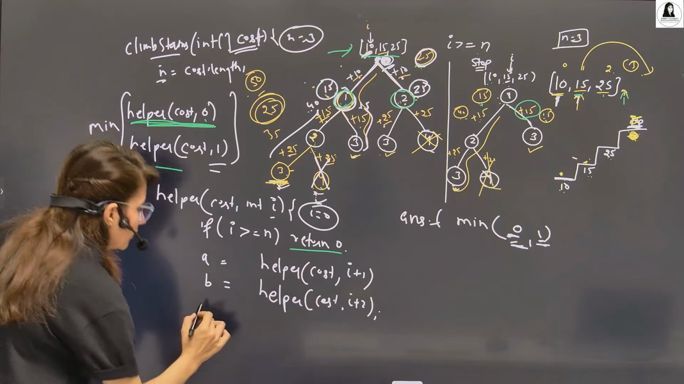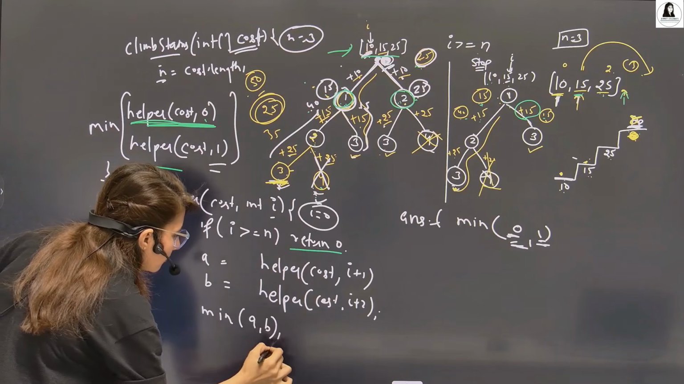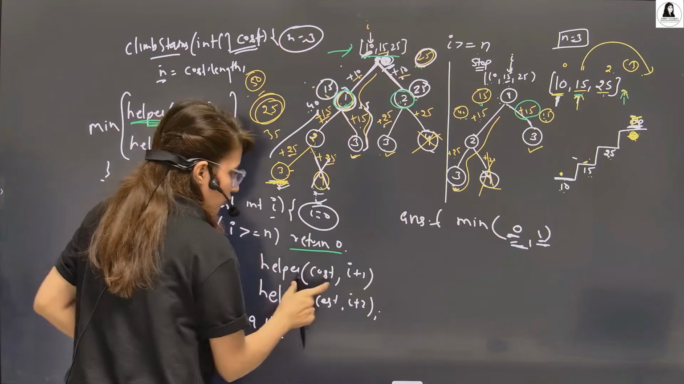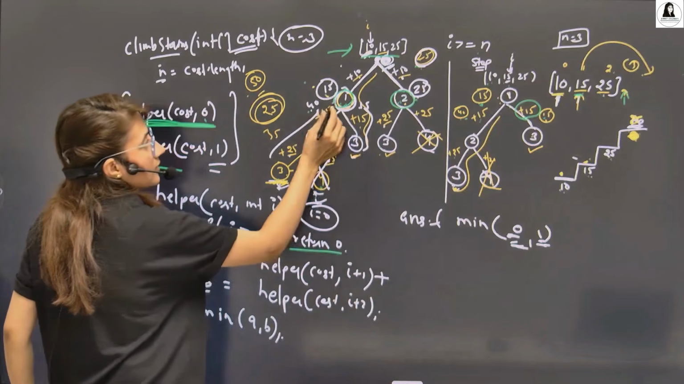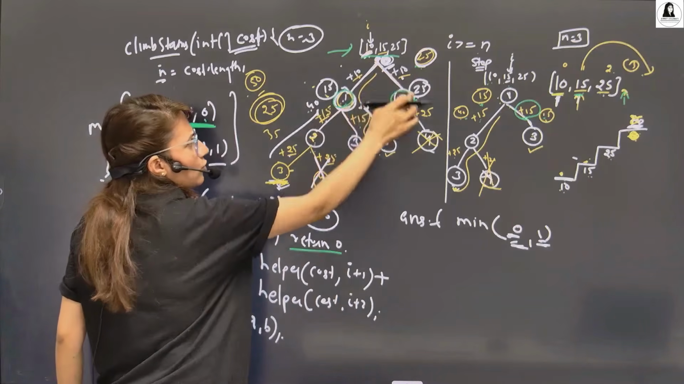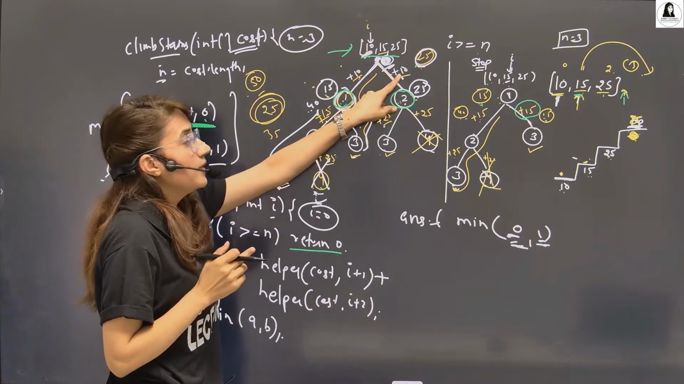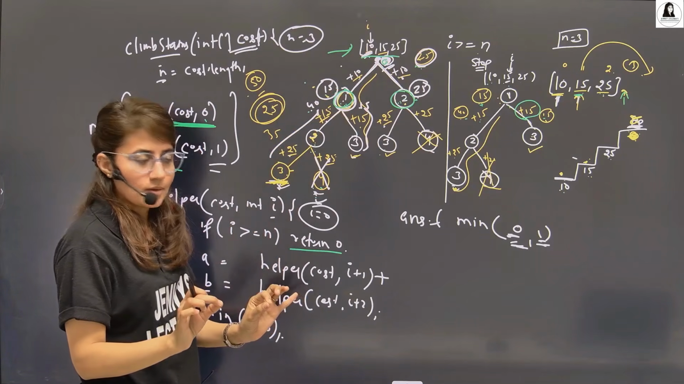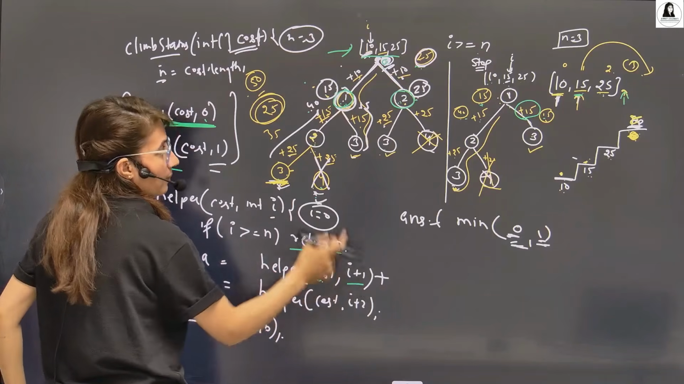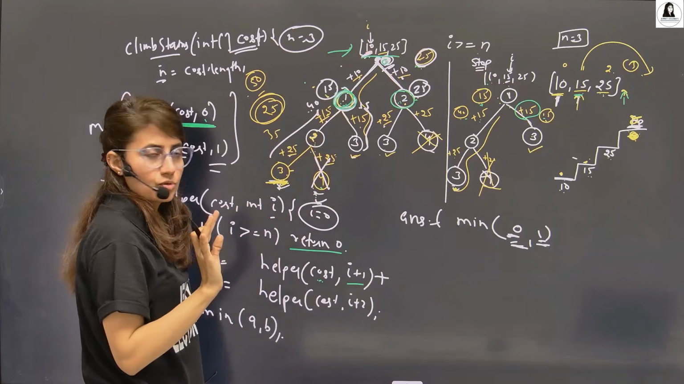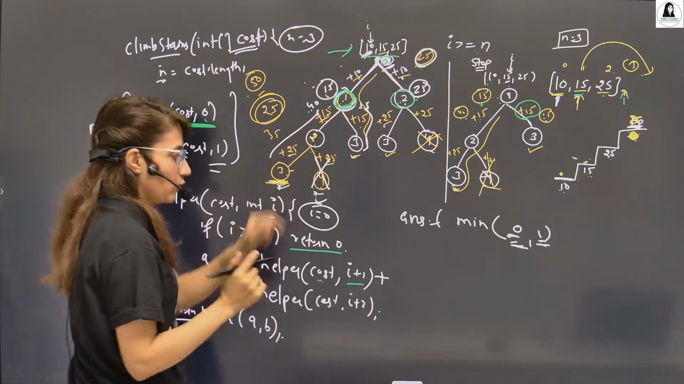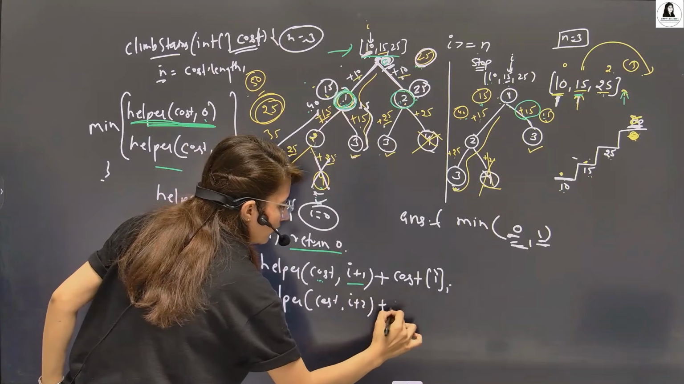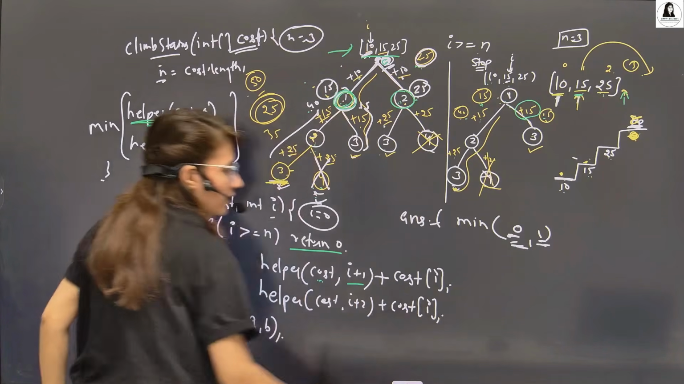But that's not it. It's not that we just return the minimum of A or B. I've told you, if you take one step or two steps, it doesn't matter. This 10 will be added. You can move from 0 only after paying 10 rupees. Because I'm calling this helper on this one, this will give me the cost on this one. But I have to add this plus 10 also. So plus cost of I you have to add. Here also you have to add cost of I. That thing you need to take care of.